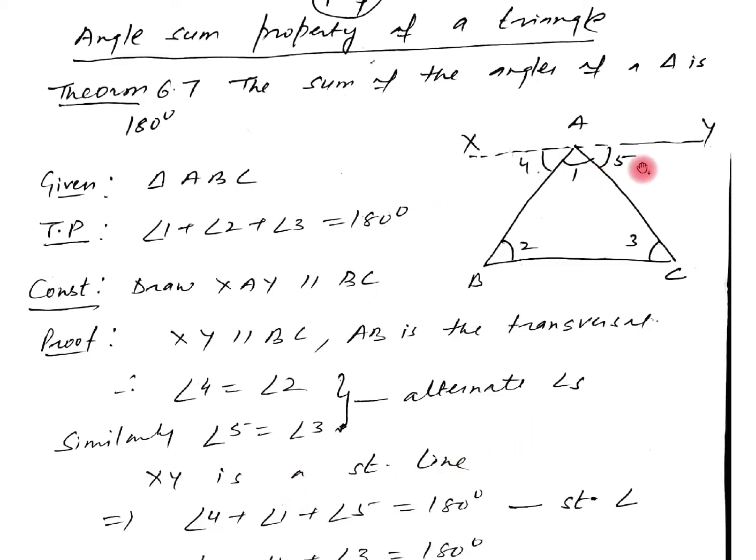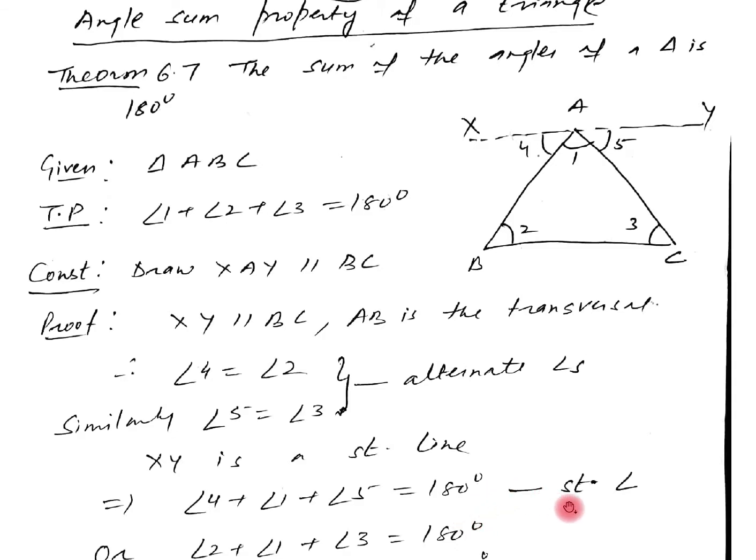Now here XY is a straight line. So we can write angle 4 plus angle 1 plus angle 5 equals 180 degrees, because it is a straight angle. Therefore, the sum of these three angles must be equal to 180 degrees.